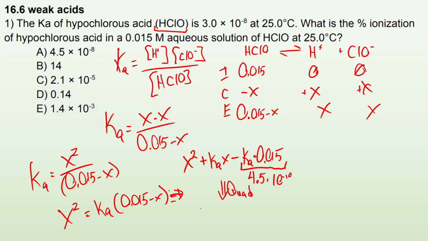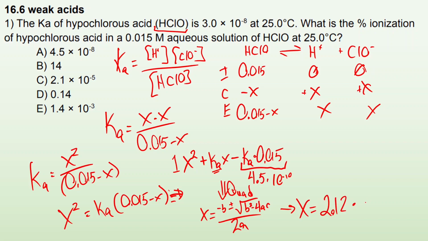That being x equals negative b plus or minus the square root of b squared minus 4ac all over 2a, where a is 1, b is Ka, and my c is this negative 4.5 times 10 to the minus 10. And when I plug and chug that, I end up with x equals 2.12 times 10 to the minus 5. So that's how much has dissociated.